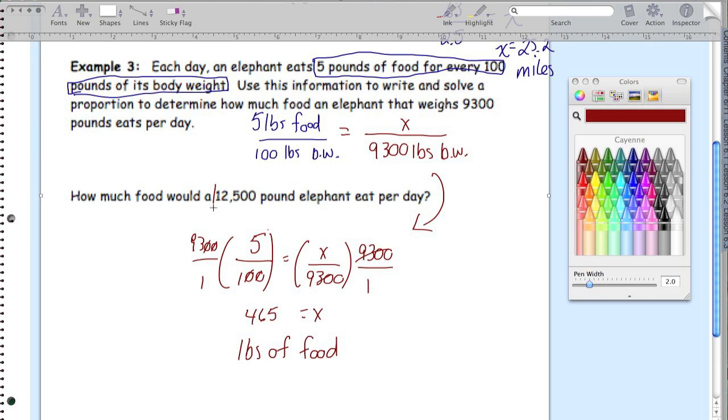And this next one is the same situation, only instead of there being 9,300 pounds, it's 12,500 pounds.